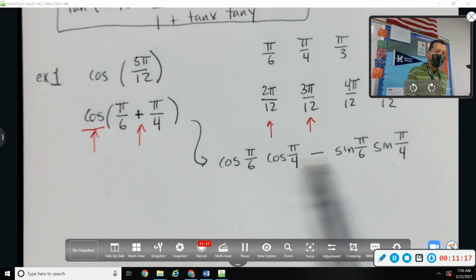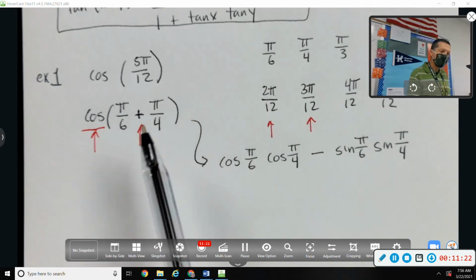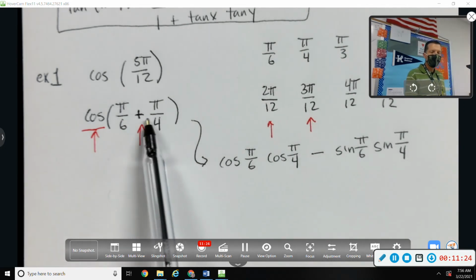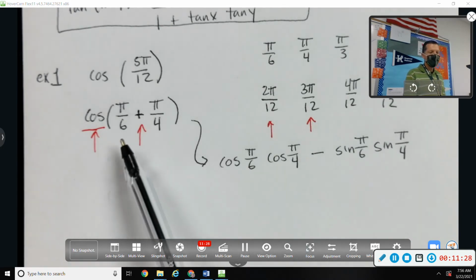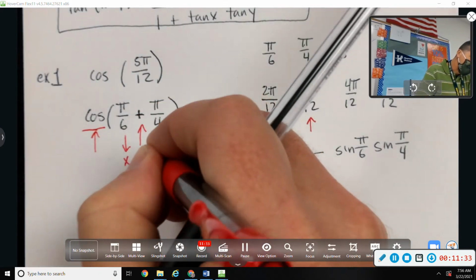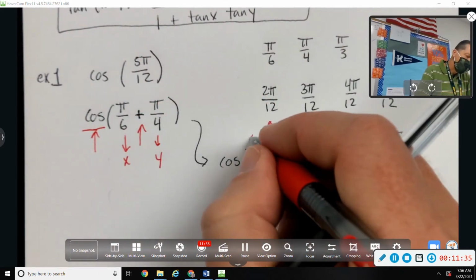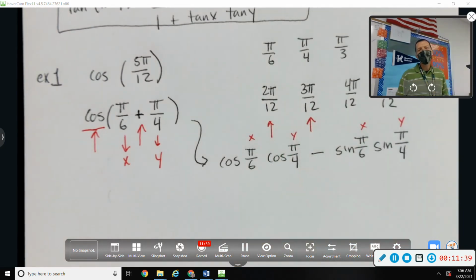Are you okay with where that came from? That was the fourth formula we listed. No, the third formula we listed. Cosine of the sum of cosines. Where pi over 6 is playing the role of x, pi over 4 is playing the role of y. Trying to match up where that stuff came from.